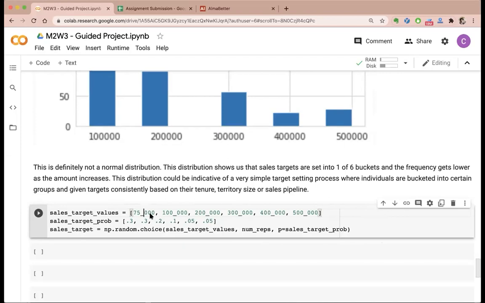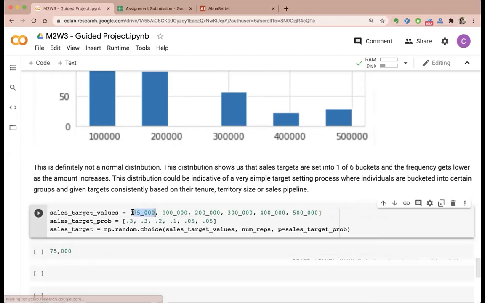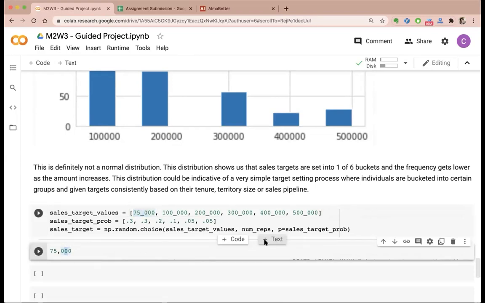So when you write 75,000, you write 75 comma 3 zeros, right? To write a similar thing in Python, you have this underscore functionality, which you can use. So this is nothing but 75,000 only. Okay, so don't get confused.